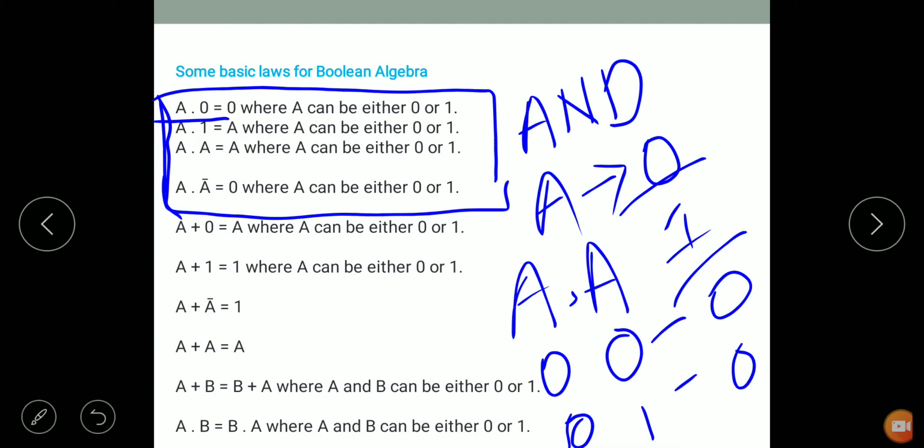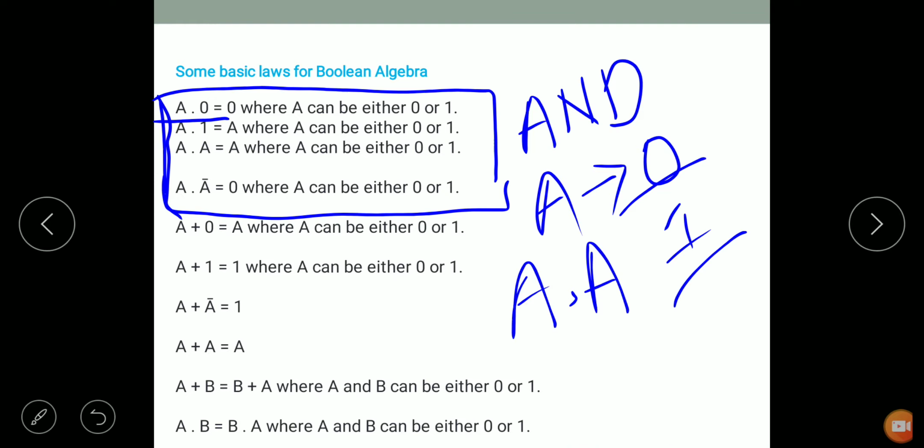Next, two more combinations will be taken. Now this a is 1 and this a is 0, then the output will be 0. And this a is 1 and this a is also 1, then the output will be 1. So for a dot a, there are 4 combinations possible. We simply multiply, and the output comes in the format of 0 and 1 only.